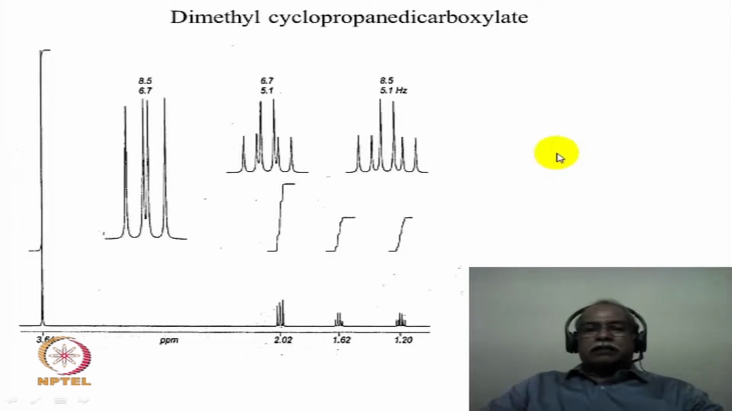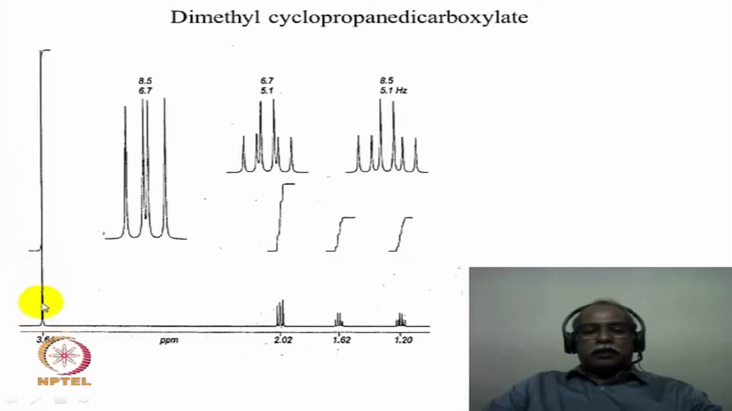Now let us ask ourselves a question and try to solve this problem. This is the spectrum of dimethyl cyclopropane dicarboxylate. But which isomer of dimethyl cyclopropane dicarboxylate is not given in the question. That is the question we would like to address. What is important to notice in this spectrum is that there are 4 chemically different hydrogens in this molecule. There are 4 chemical shift values associated with this spectrum.